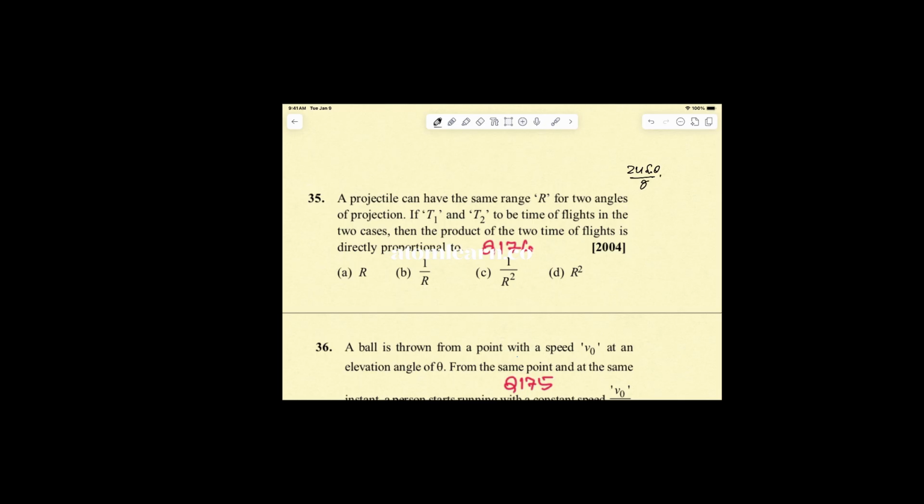Then this is equal to T1. And then T2 will be 2u cos theta by g, because 90 minus theta. 2u cos theta by g. The product is now giving us u squared sin 2 theta by g squared into 2. Therefore, this should be equal to 2 into r by g. Correct? Therefore, in any case, it is proportional to r.